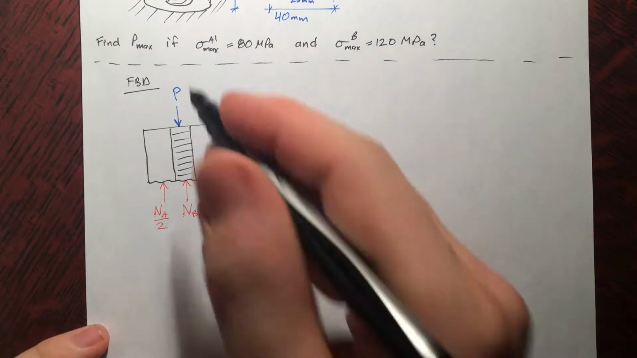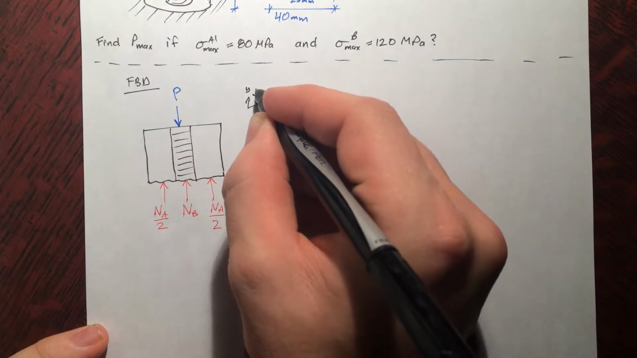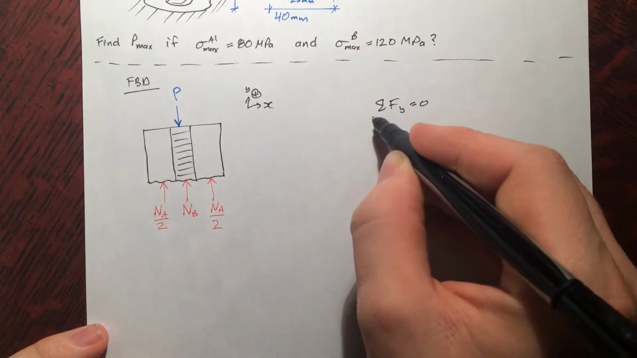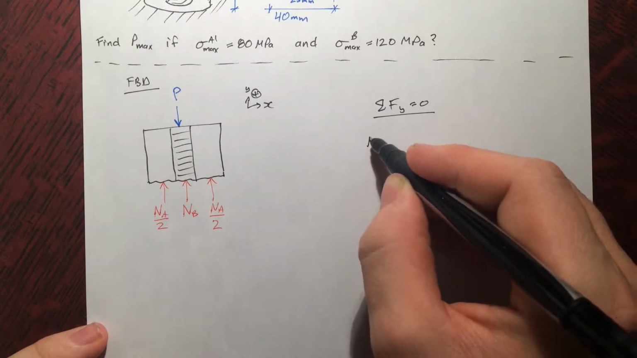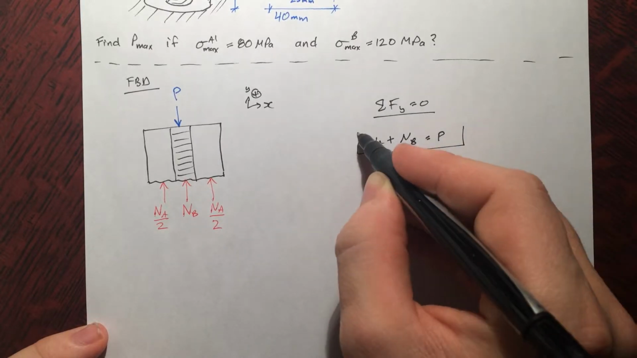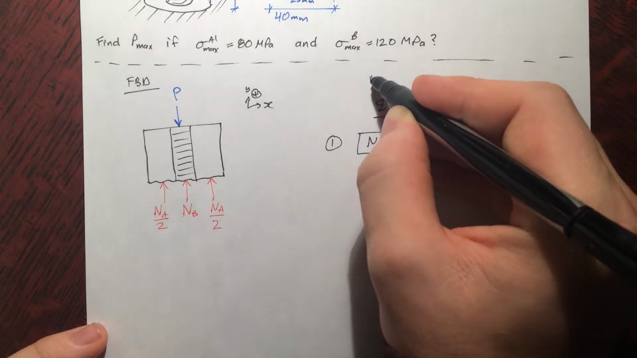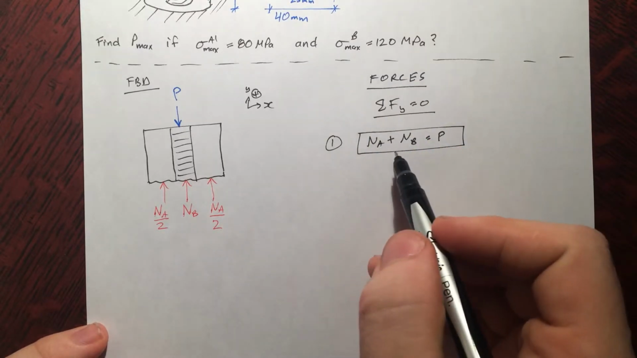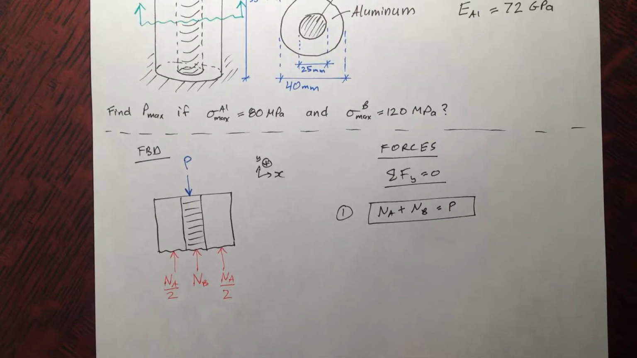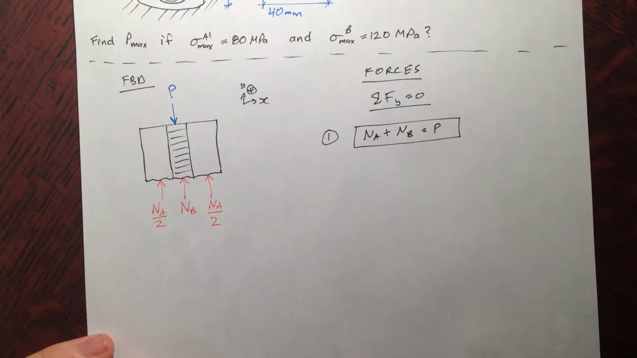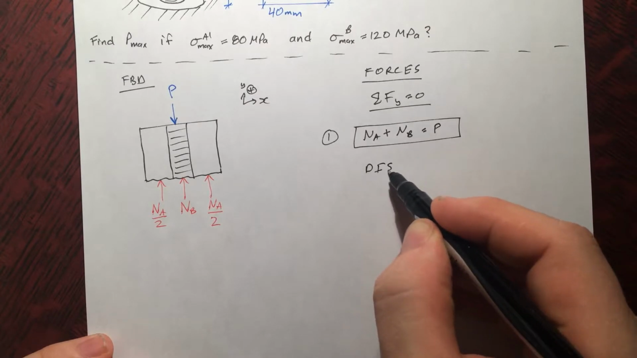Okay, so put in the directions, and sum of the forces in y equals zero. Okay, so then we can say Na plus Nb equals P. We'll call this equation one. This is our forces. Since this is statically indeterminate, as you can see in the title, or we can just think about it, there's no other way we can find what Na and Nb are by just using equilibrium. We're going to need to go to displacement now.